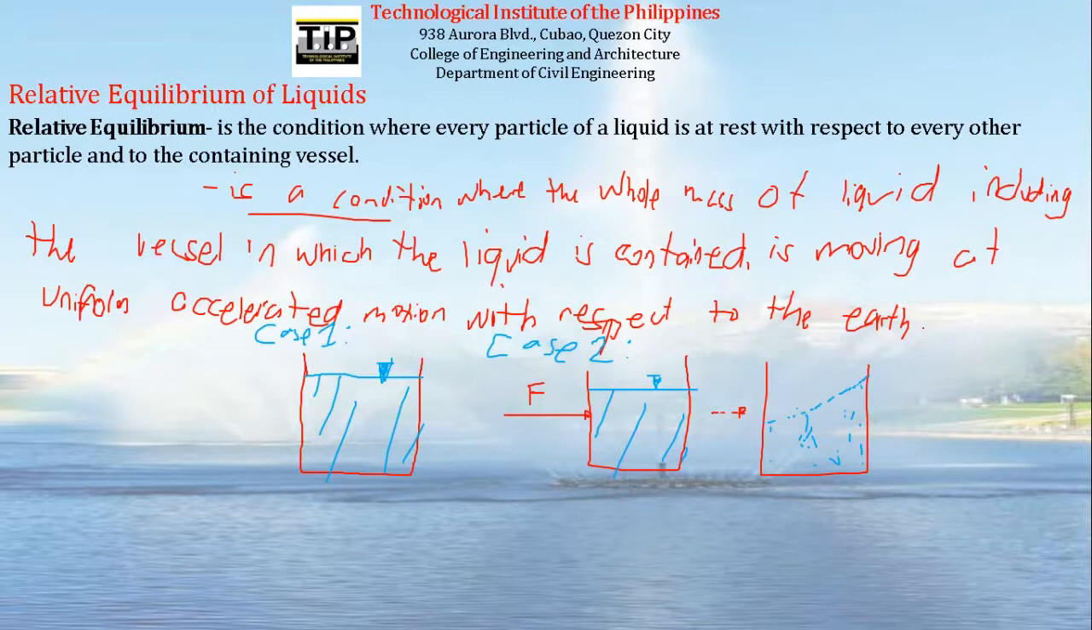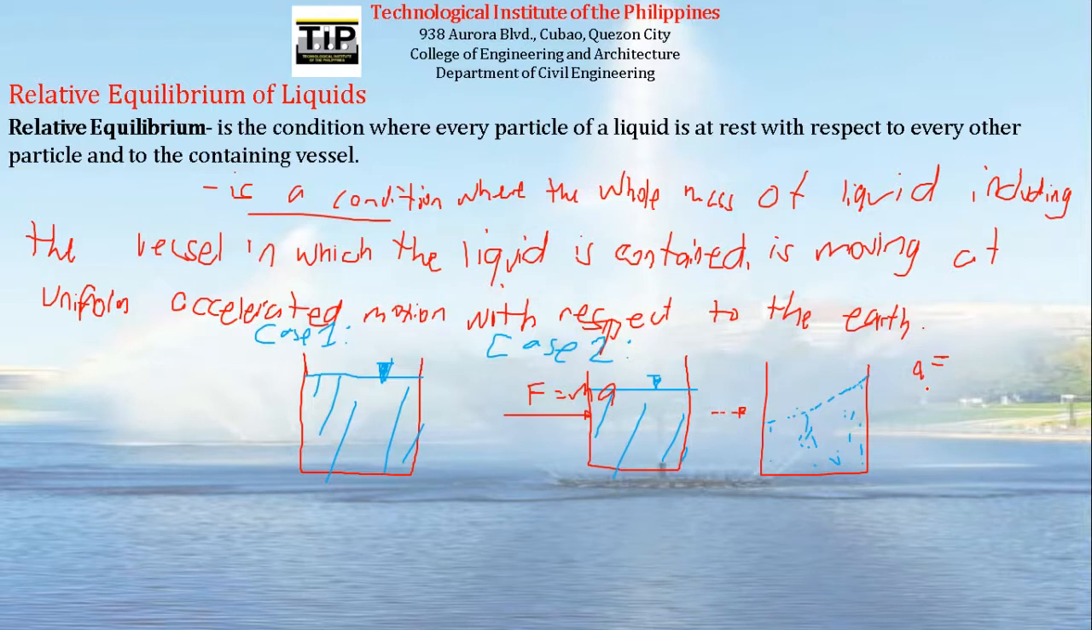Okay, so we apply force. And what again is a force? It's either push or pull. And mathematically, we represent it as mass times acceleration. So basically, this beaker has a constant acceleration due to the force applied to it.